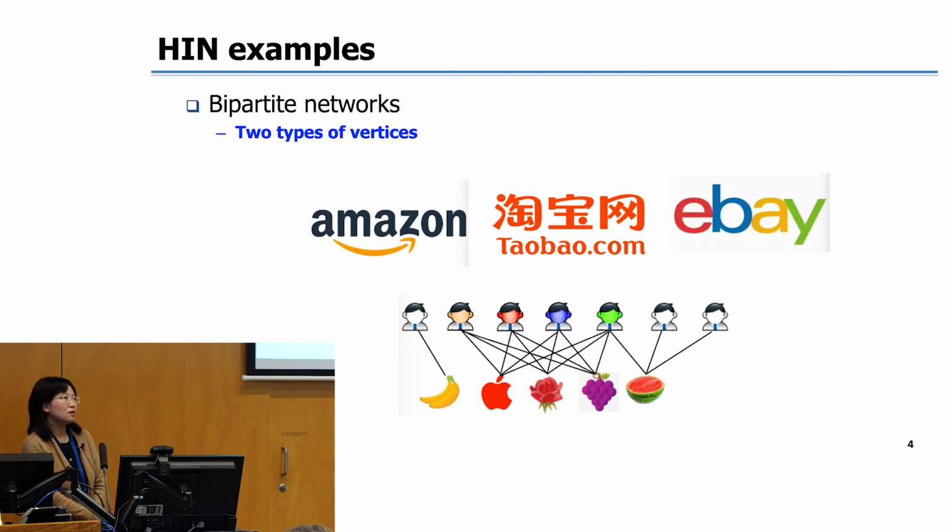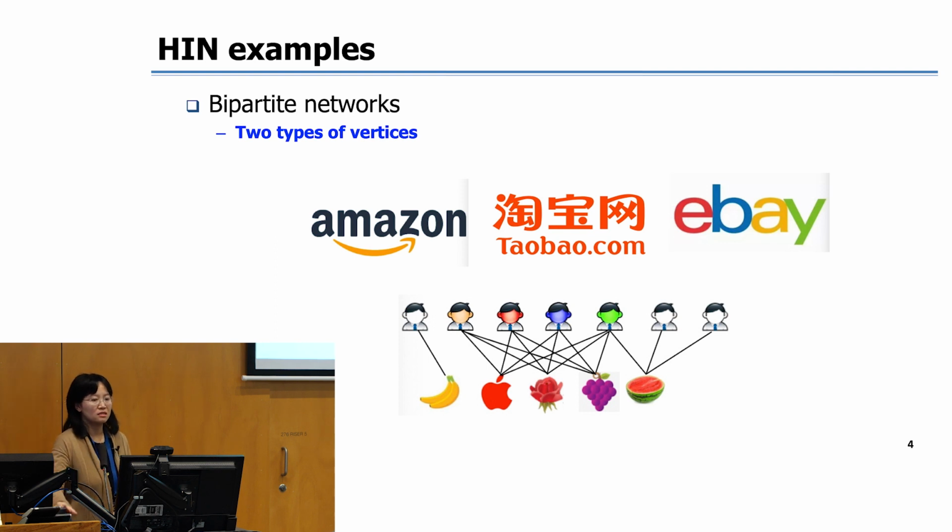There is also a special type of HIN, and along this research direction there has already been a very systematic study of different research topics. It's called the bipartite network. In a general HIN, we can have an arbitrary number of different vertex types. In a bipartite network, differently, there are two types of vertices that we are interested in. Bipartite networks have been widely studied in sociology and in biology.